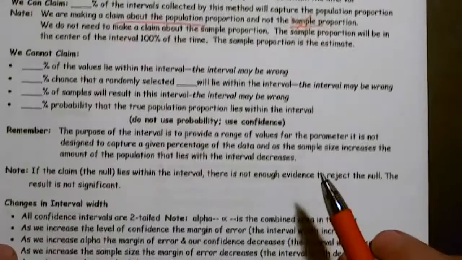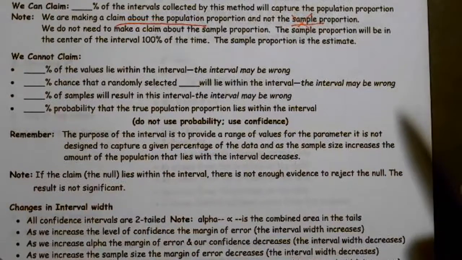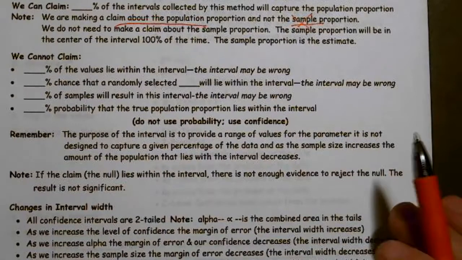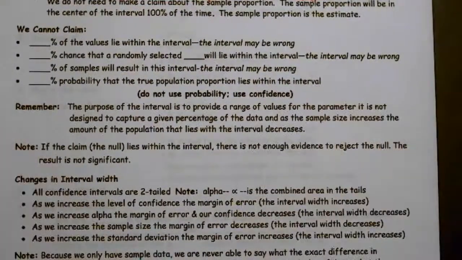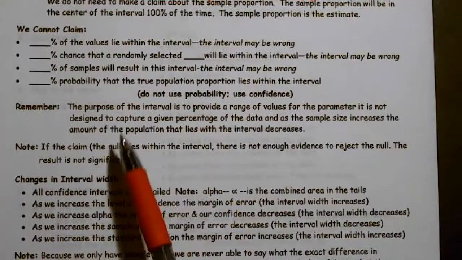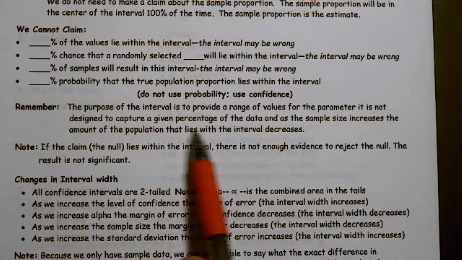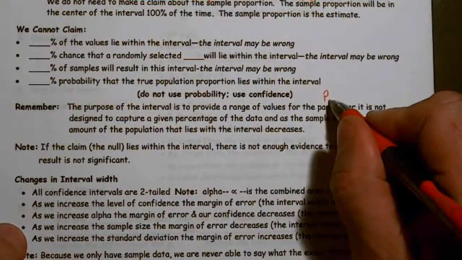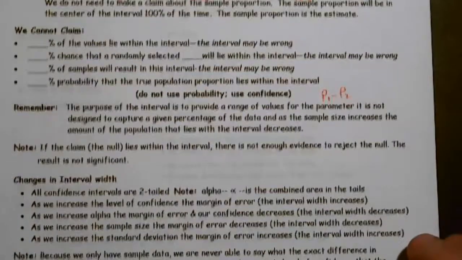Okay. These are the things we cannot claim, the reasons we can't claim them, or some of the reasons we cannot claim them. Once again, I'm not going to read them because this is something that we've dealt with in the other videos, and basically you might want to pause the video here and read this, but I'm not going to go through them step by step on this. Remember, again, as I said above, the purpose of the interval is to provide a range of values for the parameter. In our case, the parameter that we're trying to find the range of values for is P1 minus P2, the difference in the population parameters.